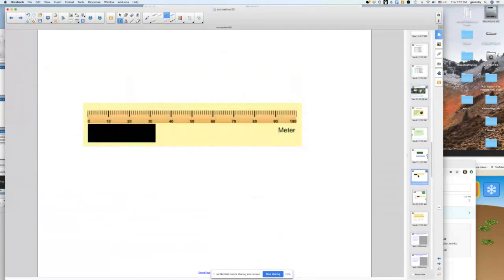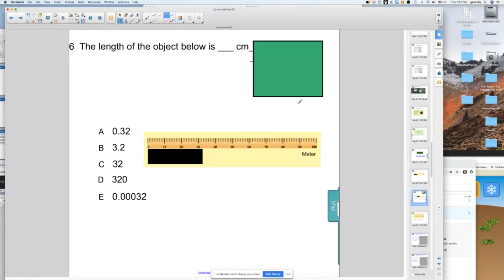For example, if you want to measure something like this, this is a table. Here's a meter stick. Use whatever unit you like. How would you measure how wide this is? Well, probably you would use centimeters. So the length of the stick here is how many centimeters, approximately?